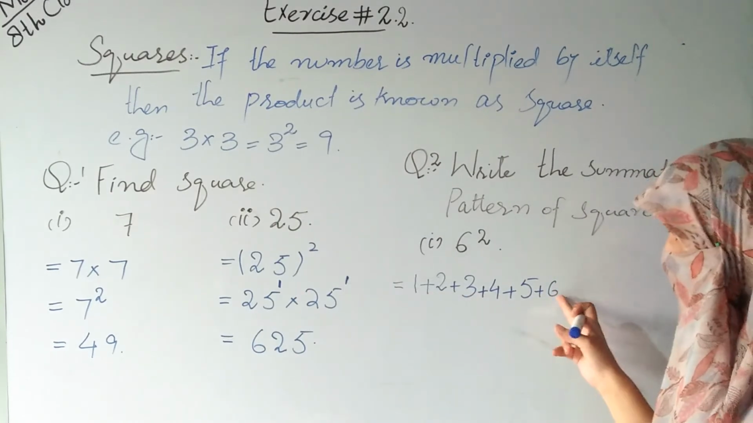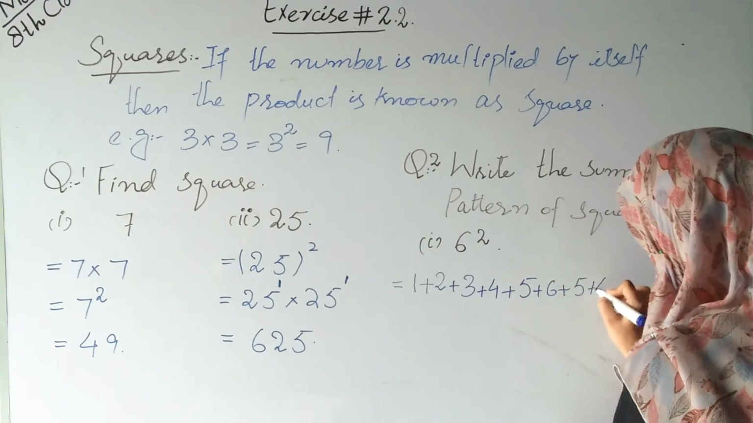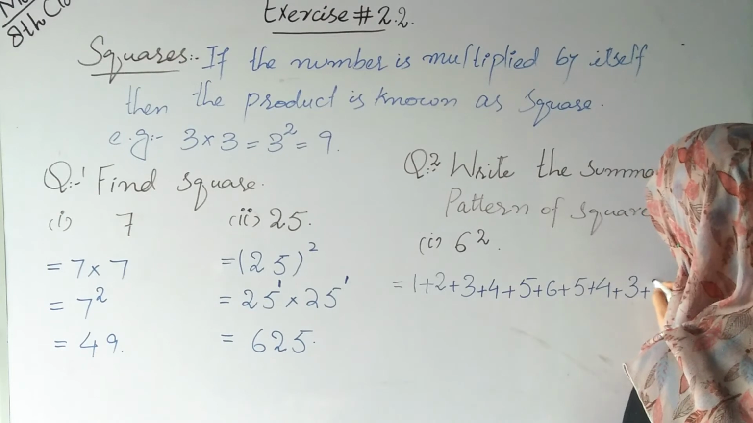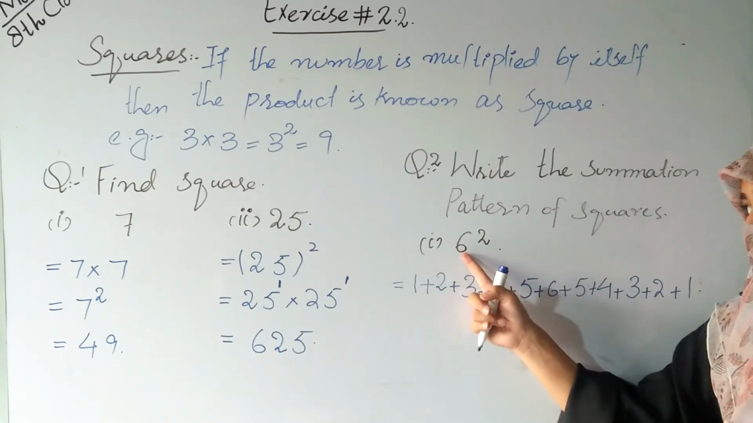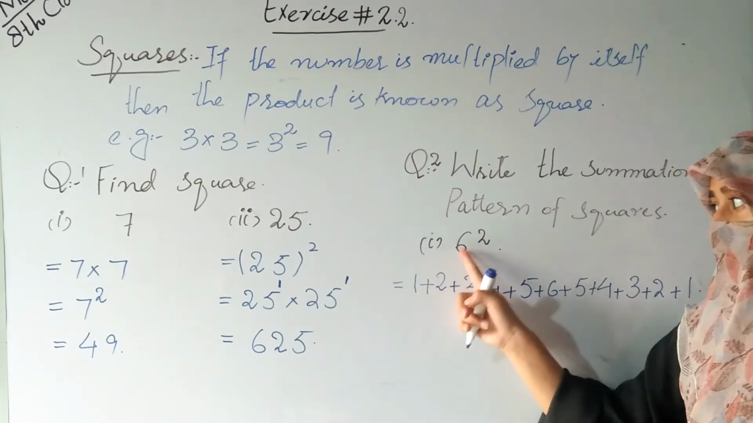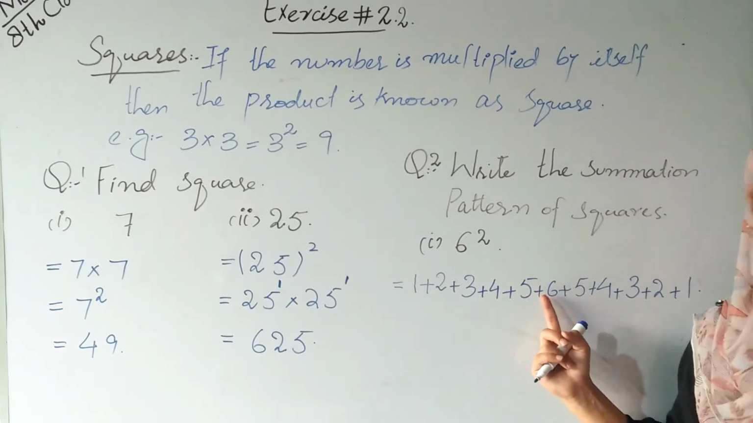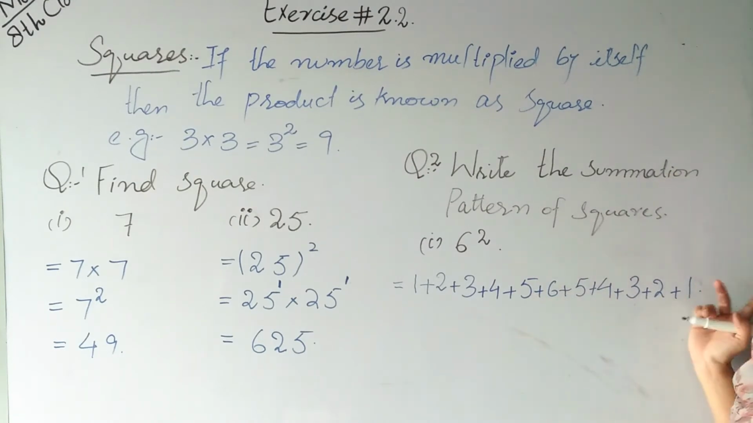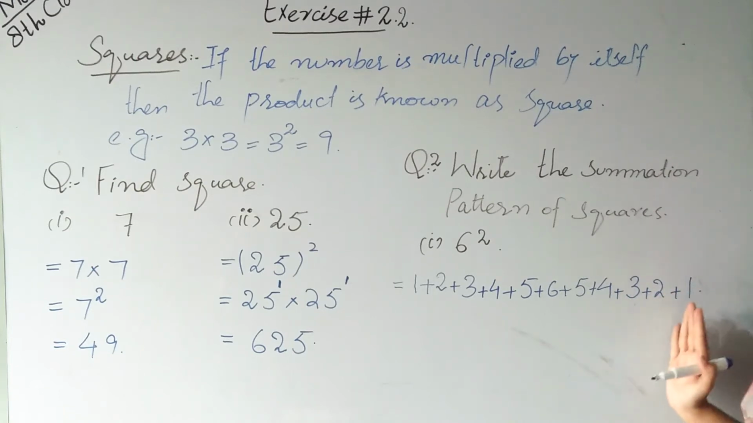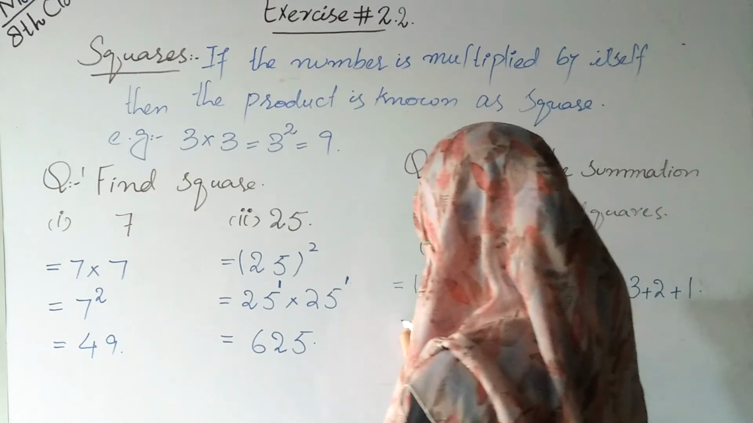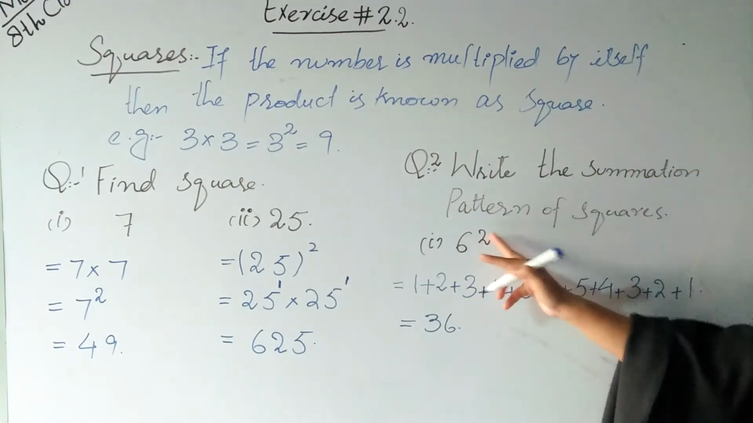We increase from 1 to 6, now decrease from 6 to 1: 6 plus 5 plus 4 plus 3 plus 2 plus 1. This is 6 square. Start from 1 to 6: 1 plus 2 plus 3 plus 4 plus 5 plus 6. Now decrease from 6 to 1: 6 plus 5 plus 4 plus 3 plus 2 plus 1. So the sum is 36. This is the summation pattern of 6 square.